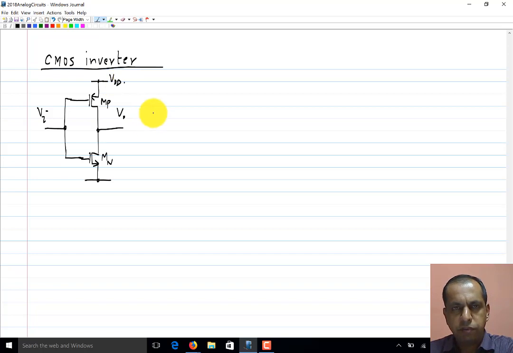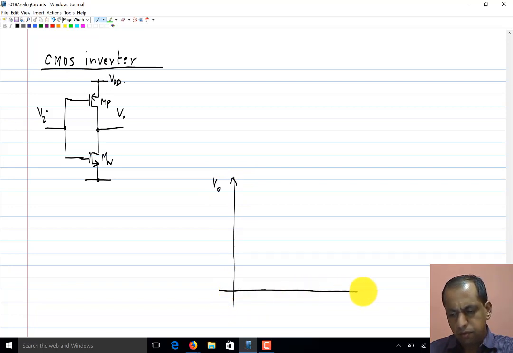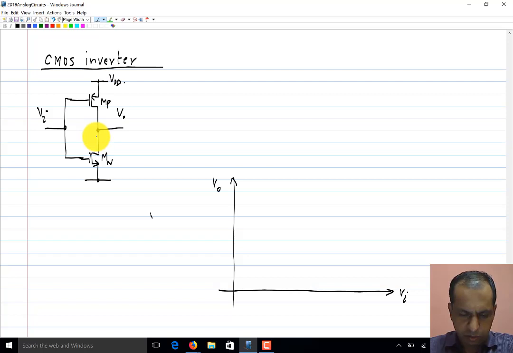Now, as before, to plot Vo versus Vi, we choose the graphical method where we plot the characteristics of both MP and Mn on some axis. For this, we choose this I, that is the current through both transistors, and the voltage Vo as the variables.